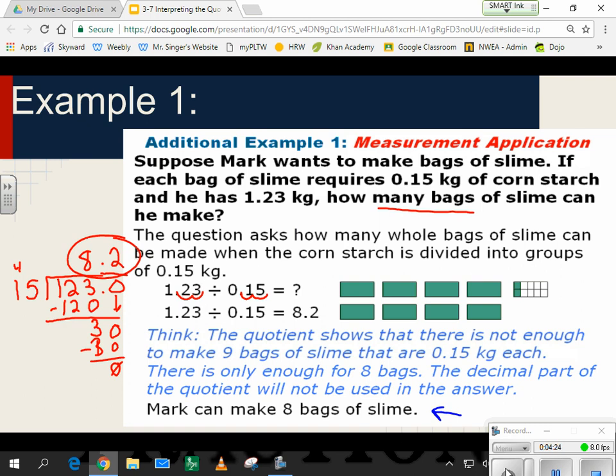So really, with having 1.23 kilograms of cornstarch, there's only enough to make 8 whole bags. So your answer here would be Mark can make 8 bags of slime. All right, let's get moving.